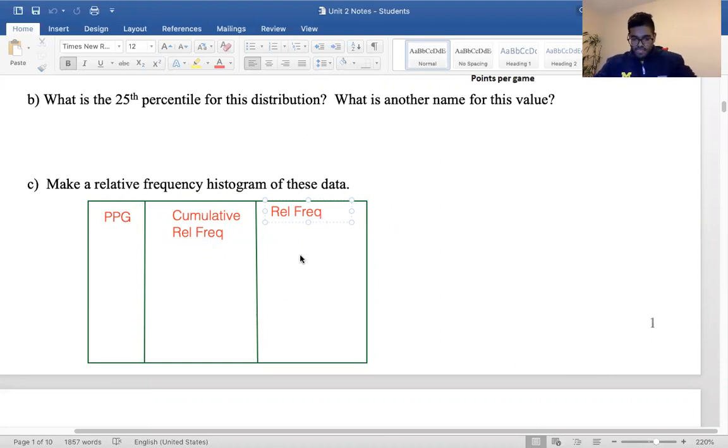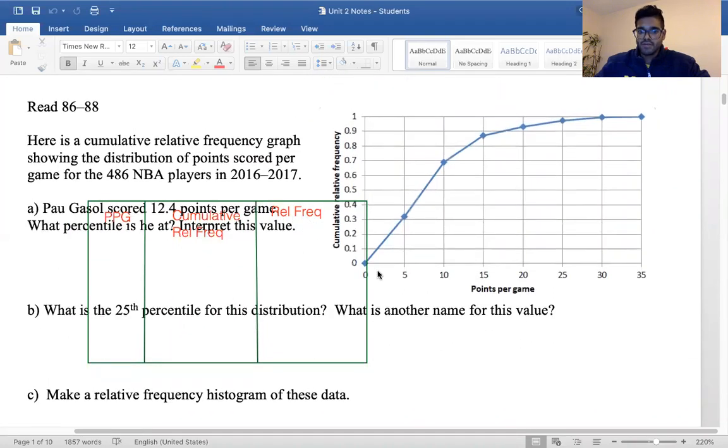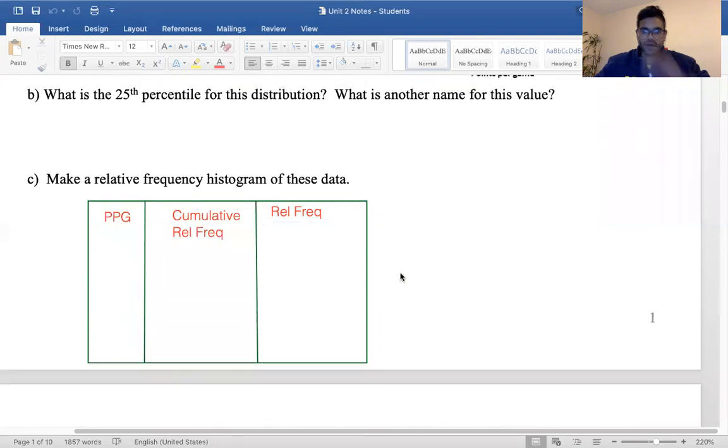So what I'm going to do is I'm going to look at my graph. So I'm going to scroll back up here real quick. So I'm going to look at my graph, and I'm going to break this down into some bins, right? So what I'm going to do is I'm going to make my first bin go from 0 to 5, okay?